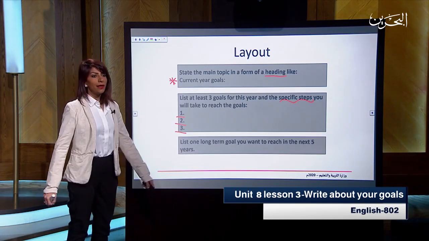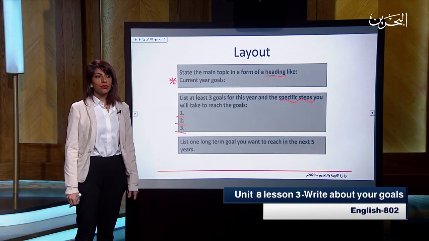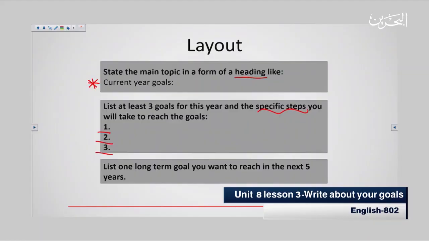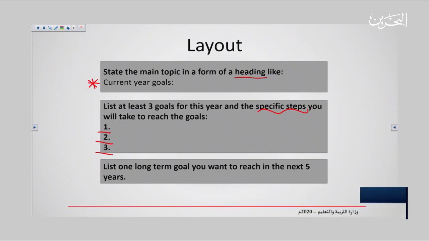Let's move to the final paragraph here. You're going to list 1 long-term goal you want to reach in the next 5 years, or it could take more than 5 years. For example, here you have to mention what you want to be as a student. For example, write about your future job. Maybe you want to be a teacher, maybe you want to be a doctor. It depends on your plan, or it could be any other long-term goal. So it will be only 1, and you will mention it, then you are done.